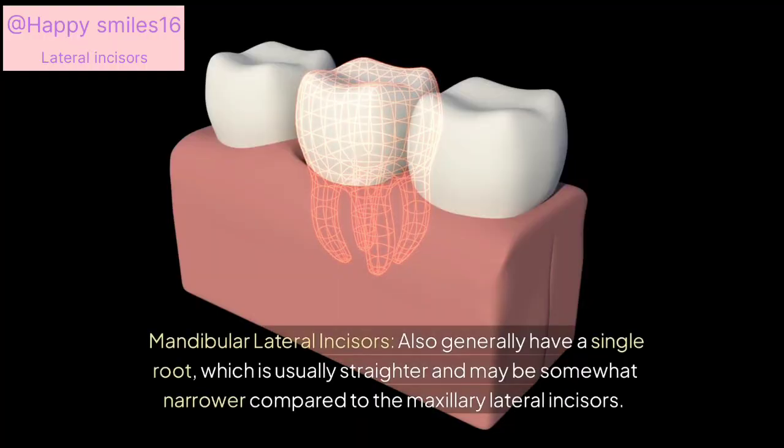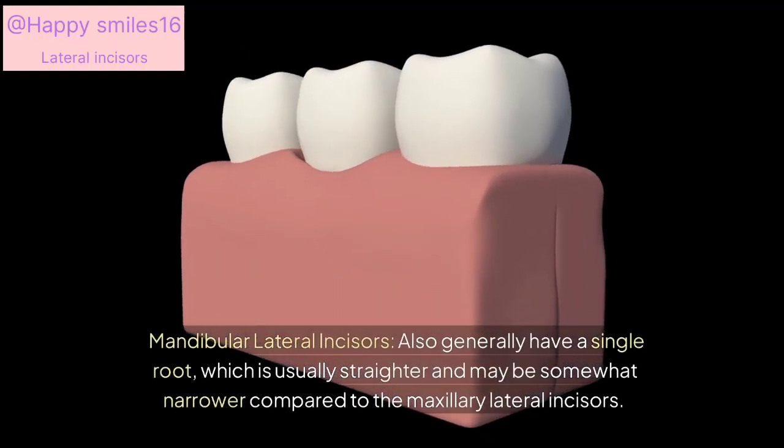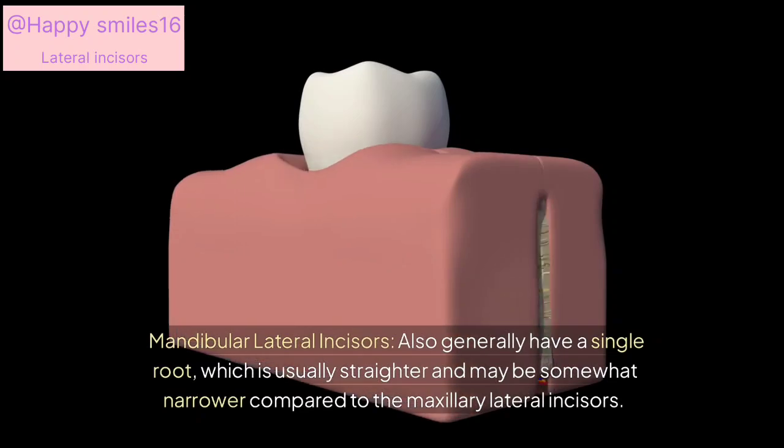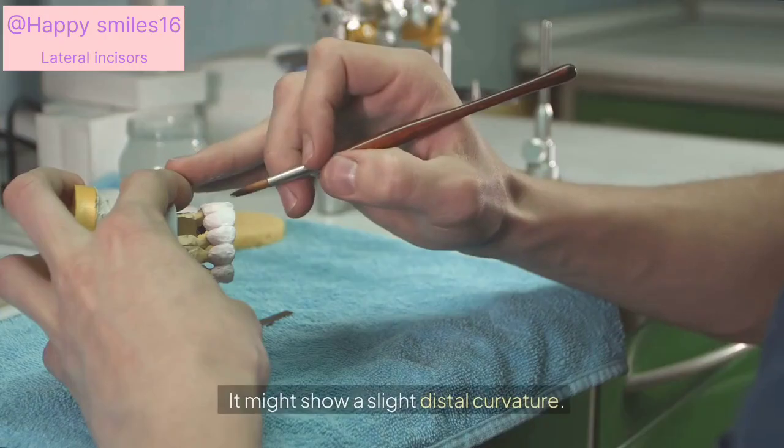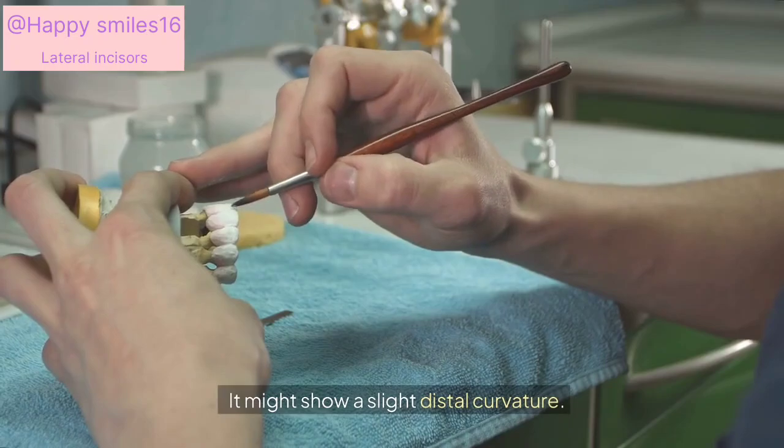Mandibular lateral incisors also generally have a single root, which is usually straighter and may be somewhat narrower compared to the maxillary lateral incisors. It might show a slight distal curvature.